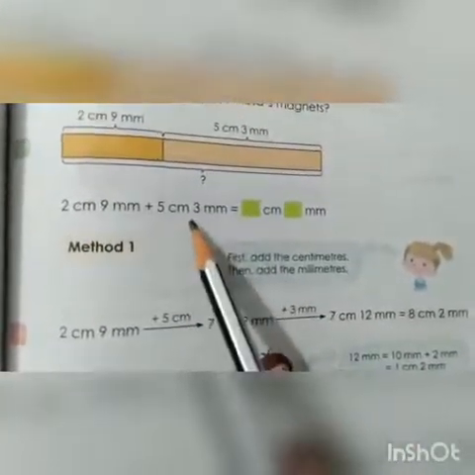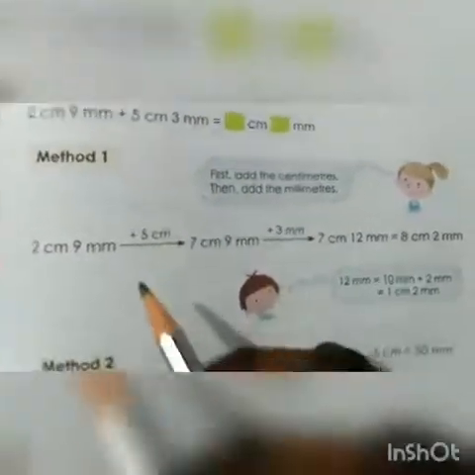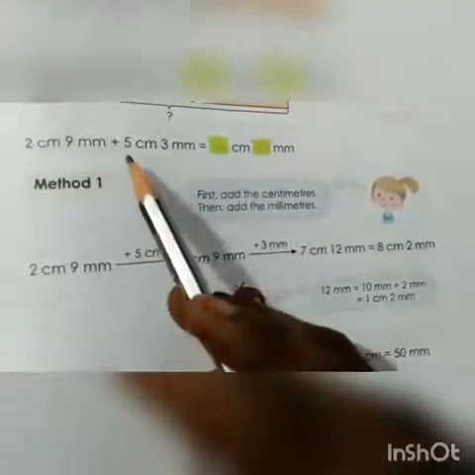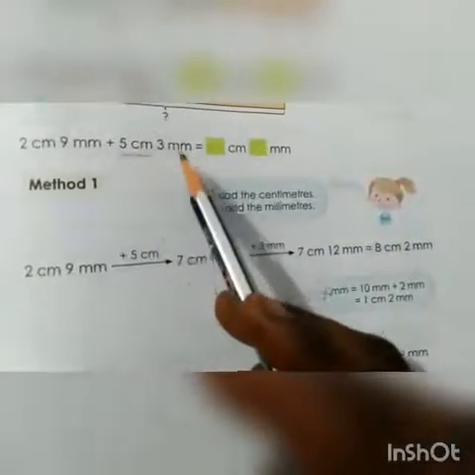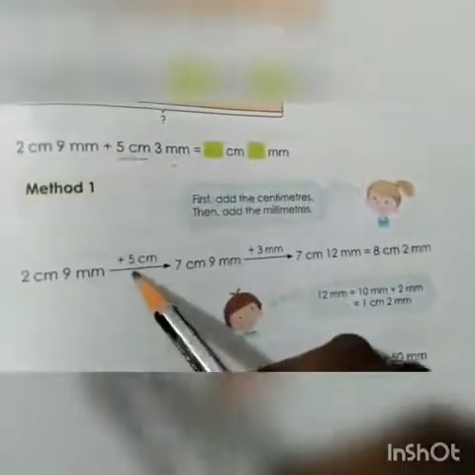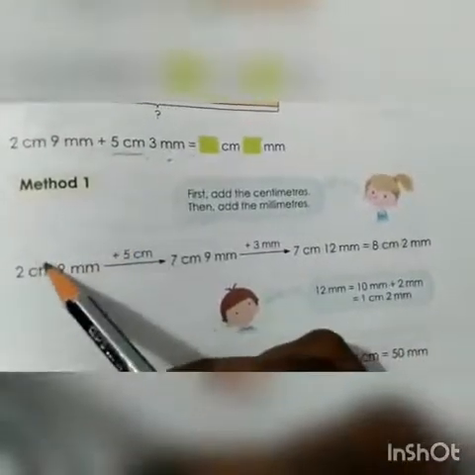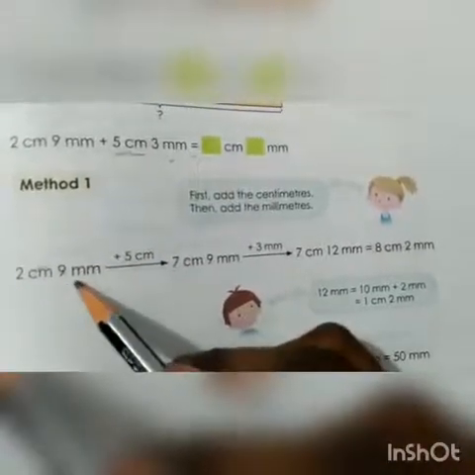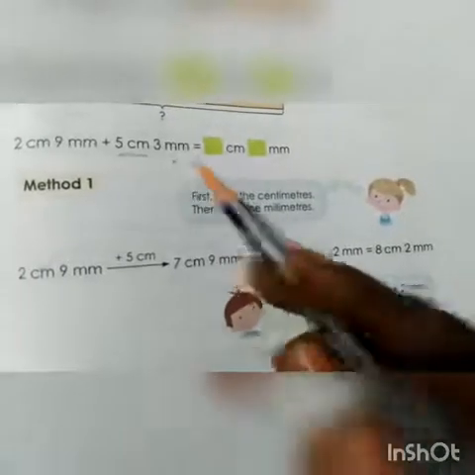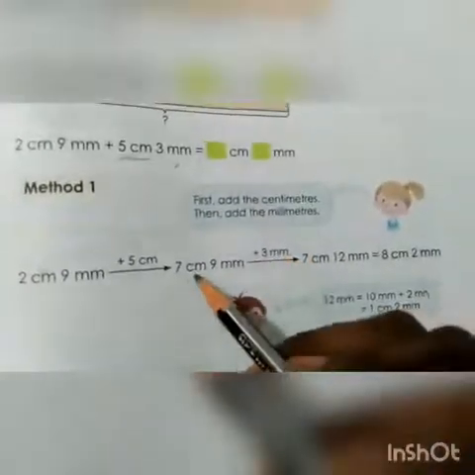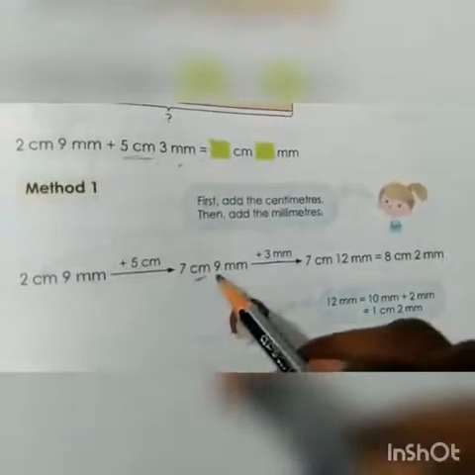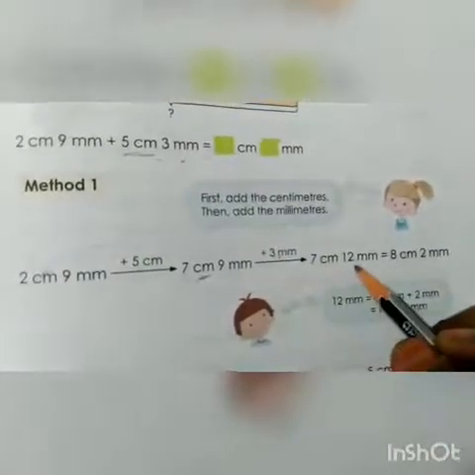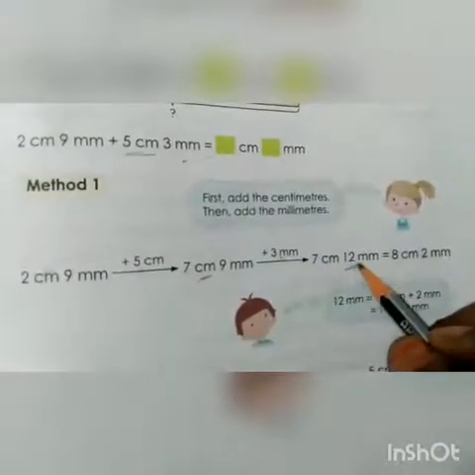We have two methods to do addition and subtraction. Let me see the first method. 2 centimeter 9 millimeter will be added with 5 centimeter first. Then we move to the millimeter. 5 centimeter should be added with the centimeter value. So 5 plus 2 is 7. So we write 7 centimeter 9 millimeter as it is. Then we add millimeter value with millimeter. 7 centimeter will be left as it is. Here we have to add millimeter and millimeter. 9 plus 3 is 12. So 7 centimeter 12 millimeter is what we got as the answer.